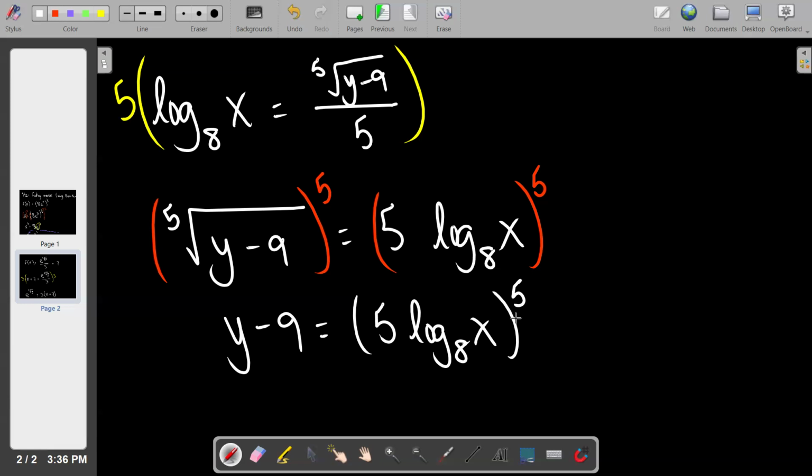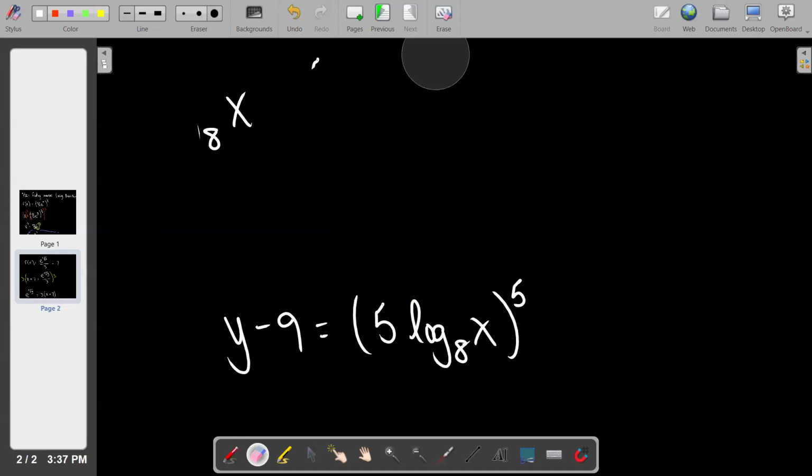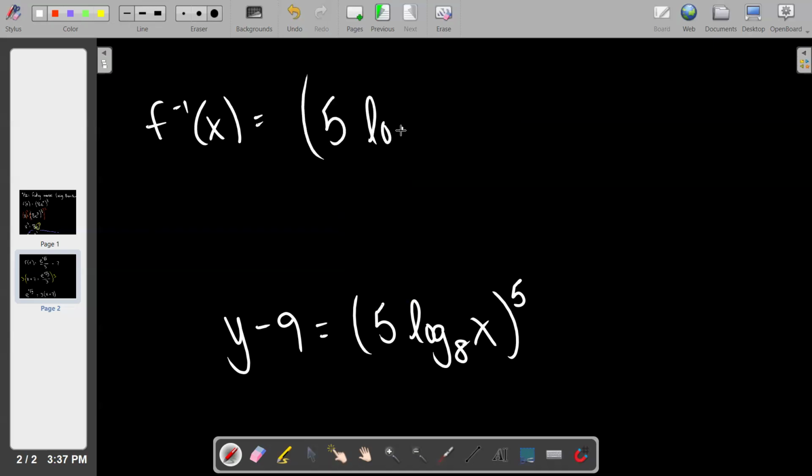I've noticed throughout this that there seems to be a consistent pattern of leaving things unsimplified, or undistributed, unmultiplied out, however you want to say that. So I'm just guessing that your final answer is going to be f inverse of x equals 5 log base 8 of x to the 5th power plus 9, like that. Did that make sense? Yeah, it makes sense.